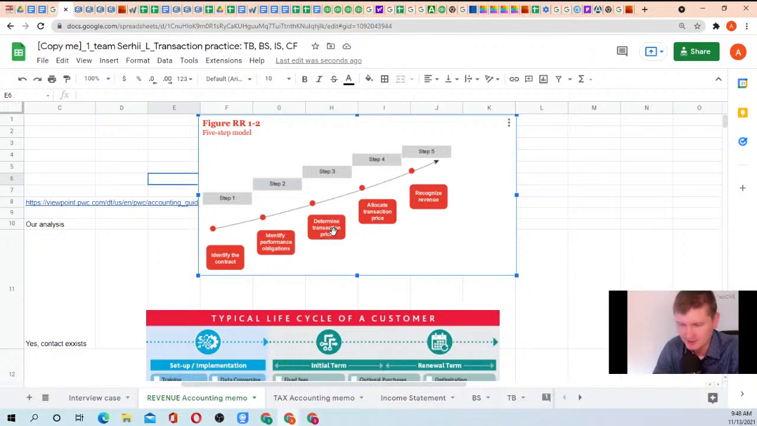Transaction price. And if you have one contract and one performance obligation, you will most likely have one transaction price to all of that. And again, since you have one of everything, you will not need to allocate anything. And then the last step, you will recognize the value when you satisfy your performance obligation.